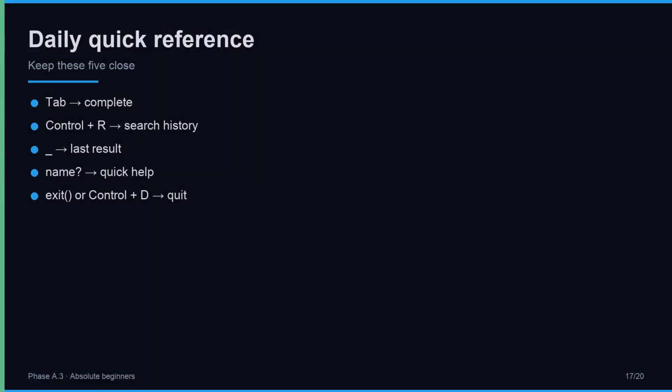Daily 5: Tab to complete. Ctrl-R to search history. Underscore for the last result. Name? for help. Exit parentheses or Ctrl-D to quit. If you only remember these, you are already productive. Especially remember, tab complete. Hold this thought, the next slide builds on it gently.